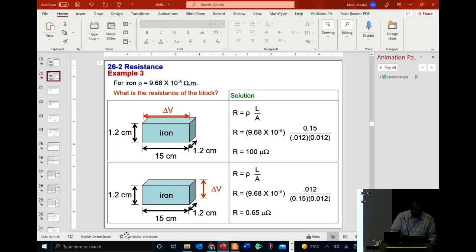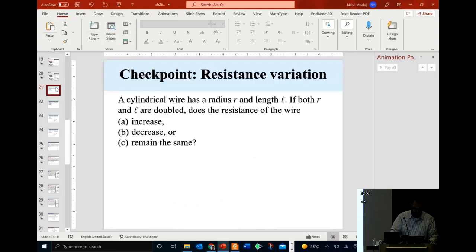Okay, the next question is, all right, so this I will not start the Kahoot for this one. Assume you have a cylindrical wire that has a radius R and a length L. If both R and L are doubled, the radius is doubled and the length is doubled, does the resistance of the wire increase, decrease, or remain the same? So if you double the radius and you double the length, what happens to the resistance? Think about it. 10 seconds.